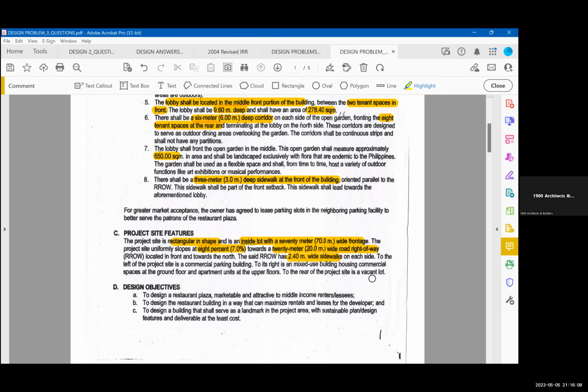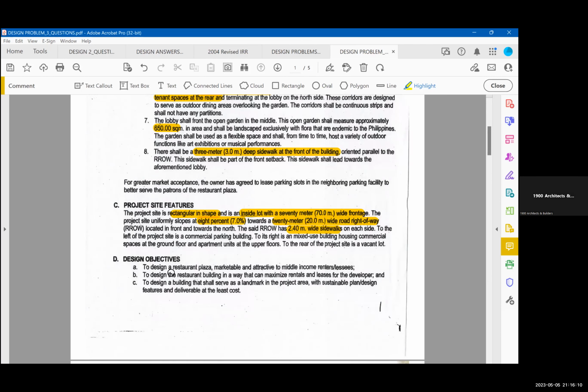D. Design objectives. A. To design a restaurant plaza marketable and attractive to middle-income renters. B. To design the restaurant building in a way that can maximize rentals and uses for the developer. And C. To design a building that shall serve as a landmark in the project area with sustainable plan, design, features, and deliverable at the least cost.